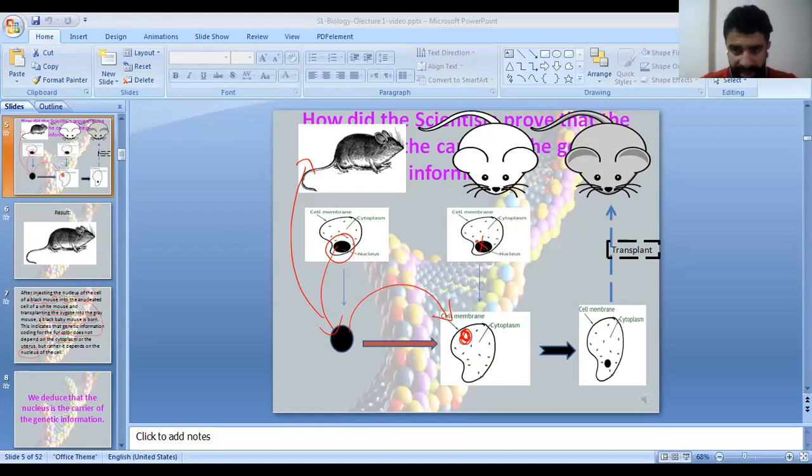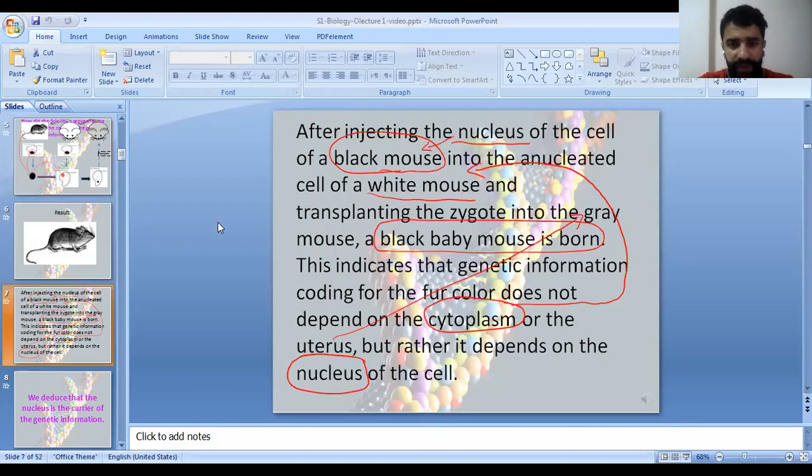What will be the results? Let's start analyzing this information. After injecting the nucleus of the cell of the black mouse into the unnucleated cell of the white, which doesn't contain a nucleus, we transplant the zygote into the gray mouse. A black baby mouse is born.